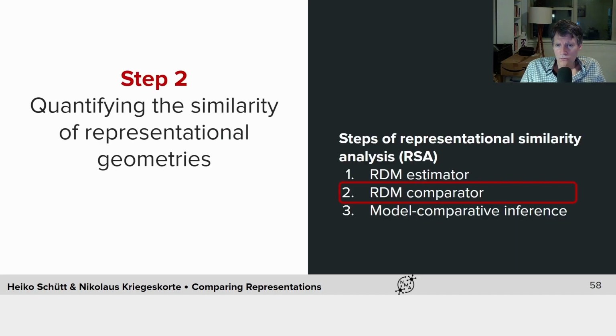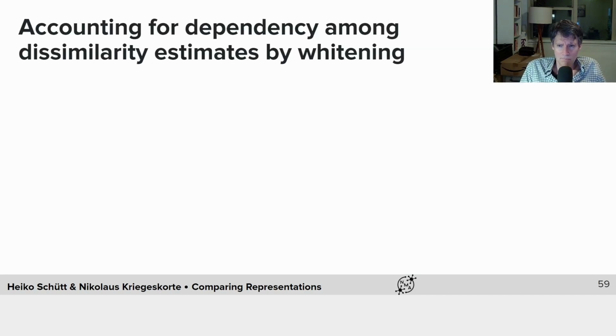So let's move on to step 2 of RSA, which is choosing and applying an RDM comparator. This is about quantifying the similarity of representational geometries by comparing different RDMs. The question is, what do you compute? How do you quantify how similar two RDMs are?